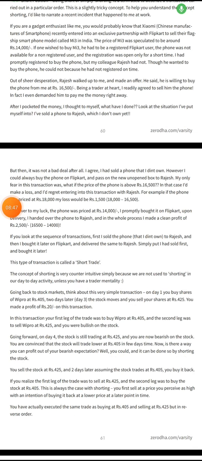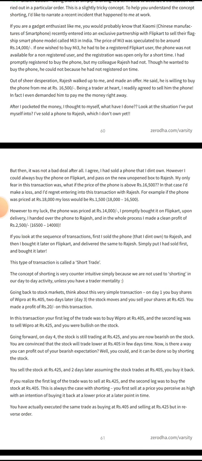But then it was not a bad deal after all. I agree, I had sold a phone that I didn't own. However, I could always buy the phone on Flipkart and pass on the new unopened box to Rajesh.